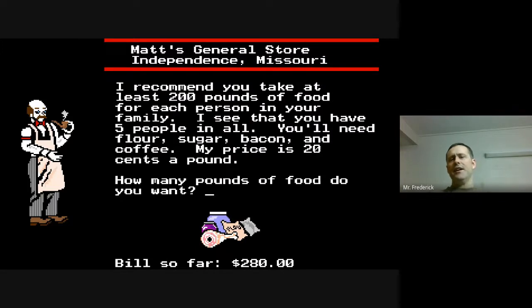I recommend you take at least 200 pounds of food for each person in your family. I see that you have 5 people in all. You'll need flour, sugar, bacon, and coffee. My price is 20 cents a pound. How many pounds of food do you want?